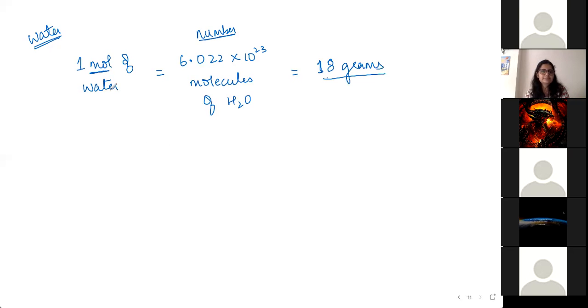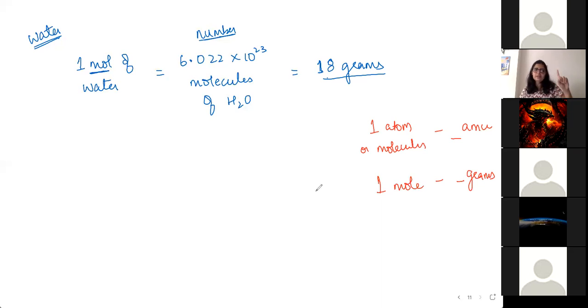Okay, ma'am. So like we just put grams. Yes. So the idea is that if you consider one atom or molecule, the unit will be AMU, and if you change this, instead of a single atom, if you're taking 1 mole, then the same number will turn into grams. So one molecule is 18 AMU, 1 mole will be 18 grams.